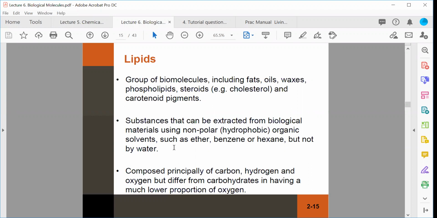Okay, so there are a few terms here that might be foreign to you. Don't focus on that, okay? This is simply a definition. Lipids are composed principally of carbon, hydrogen, and oxygen, exactly like carbohydrates, but they differ from the carbohydrates in that they have a much lower proportion of oxygen.